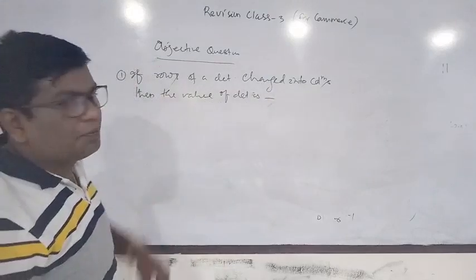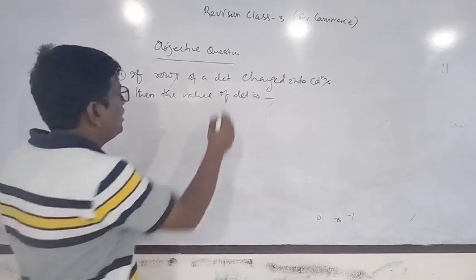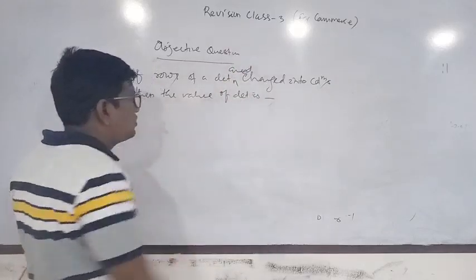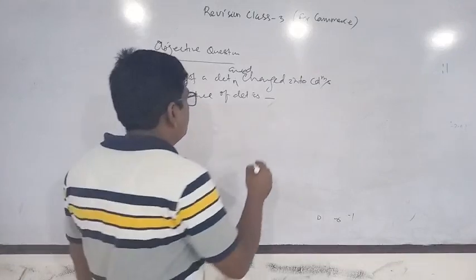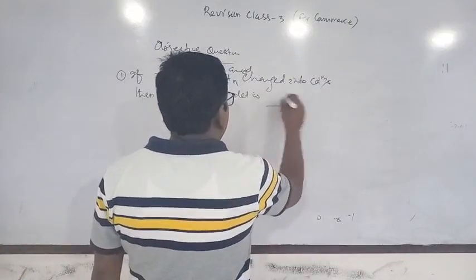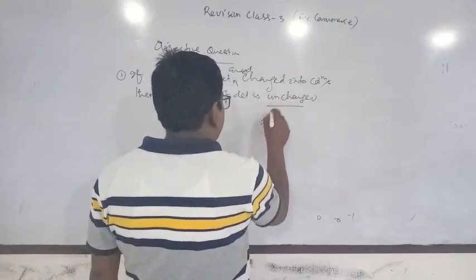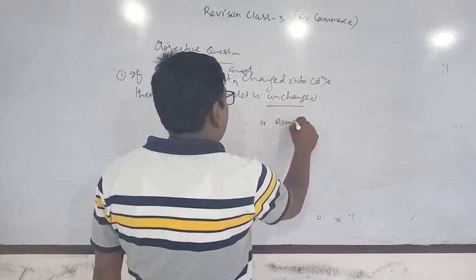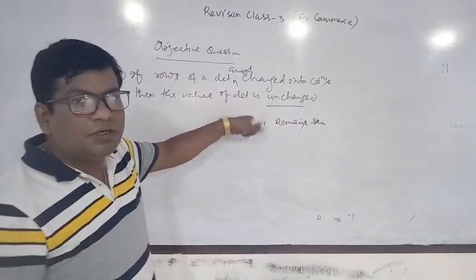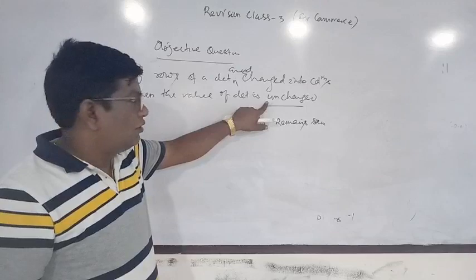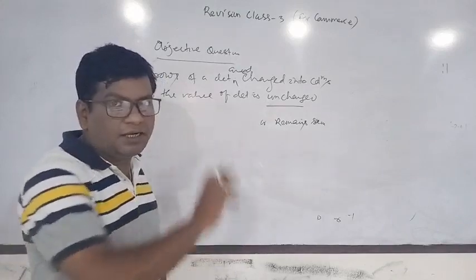This is from a property. If the rows of the determinant are changed into columns, then the value of the determinant remains the same. Then the value of the determinant is unchanged. Or suppose the option given is unchanged, or the option is given as remains same. Whichever is given in the option, either unchanged or remains same, you have to write that one.